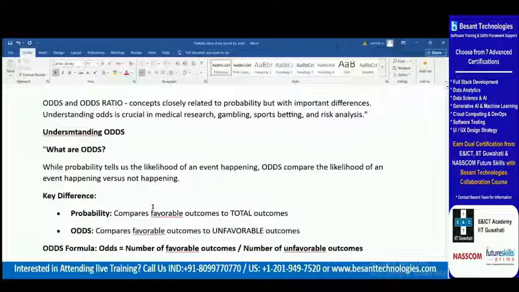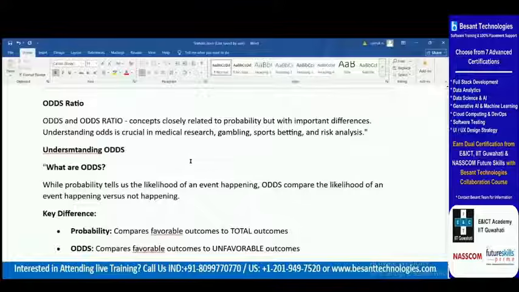These are concepts closely related to probability, but with important differences. Understanding what this odds ratio is, is very important. Basically, it is used in medical research. In medical research, consider you give me an X-ray film that represents that you have lung cancer. Now if I ask you what is the ratio of not getting lung cancer, at that time you should know this odds ratio, and only then can you calculate.